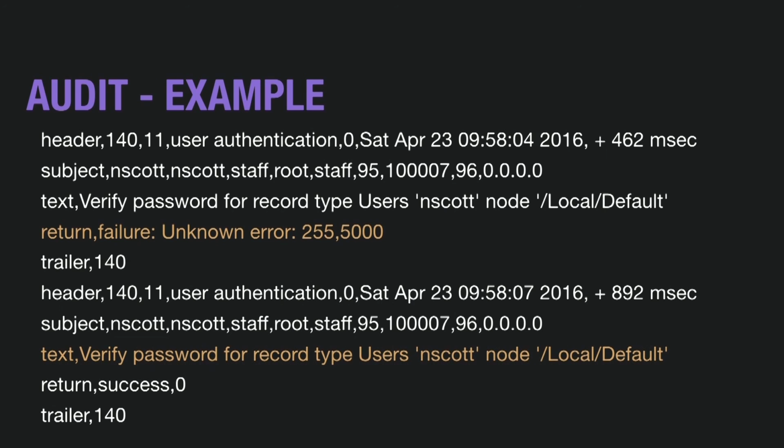But you're going to get stuff like this, and this is pretty typical. You have the start of a record with a header, a subject, the text, the return, the trailer, and it moves on. What's important here is highlighted in yellow. There's a log out. Try to log in, purposely fail, you get a return failure. Type the password correctly, you get a verify password. For record user, Scott. It'll tell you right there. So if you've got failed logins on your machines, you can see it in the audit logs.